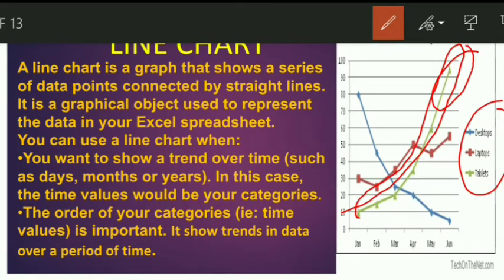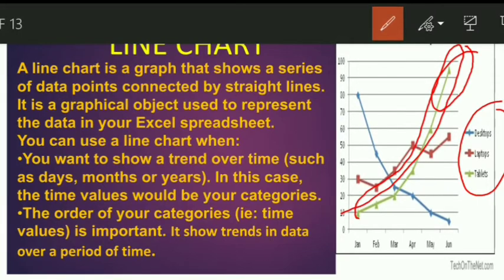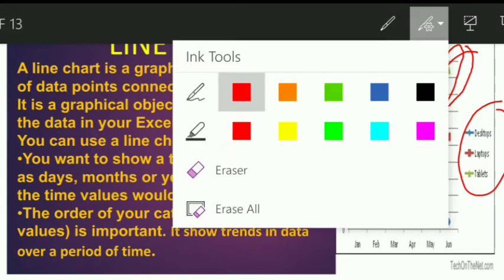So you can see the trend for the present time is the tablets, whereas desktop started with 90 and fell down to less than 10, somewhere around 5 to 4. So that shows the trend is of tablets, then of laptops and desktops. So this type of chart is useful when you want to show the trends in data over a period of time. Okay.